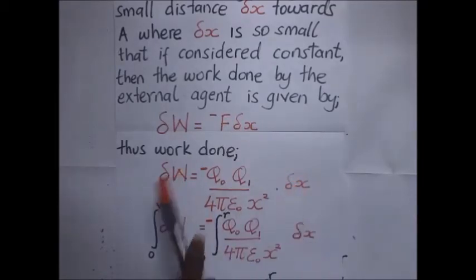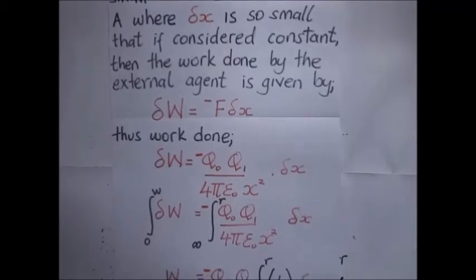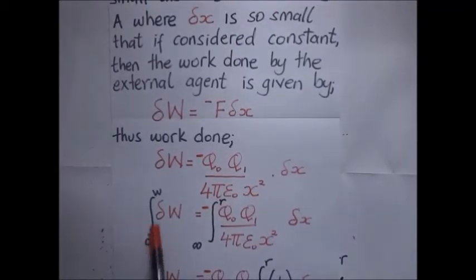So for us to find the work done from 0 to the actual work, we are going to integrate on both sides. It's going to be equal to the work done in moving that charge from infinity to a point R. So we are going to integrate this expression with respect to x.